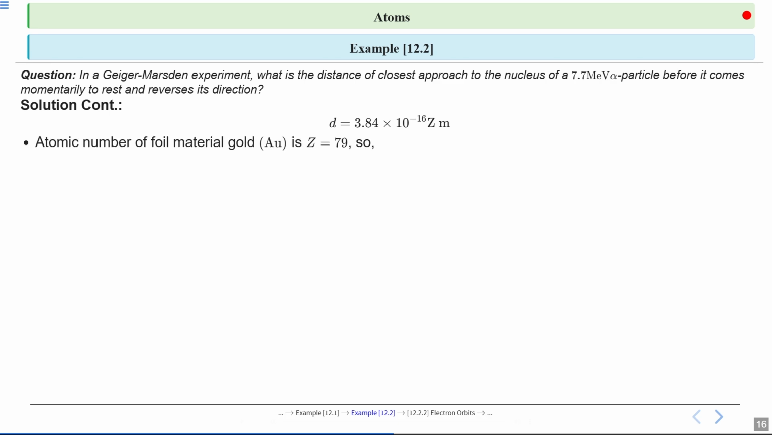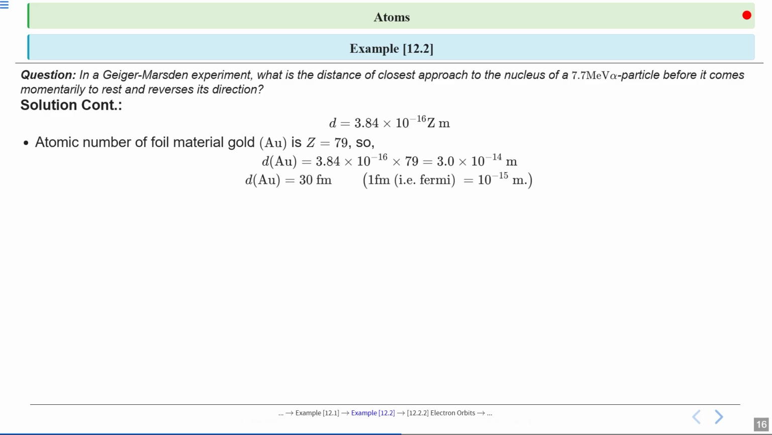So now let's apply this to gold, which is the material used in this experiment. Gold has an atomic number Z equal to 79. By substituting this value into our formula, we can calculate the actual distance for a gold nucleus. So doing the calculation, we multiply 3.84 × 10^-16 by 79, which gives us d_Au equal to 3 × 10^-14 meter.